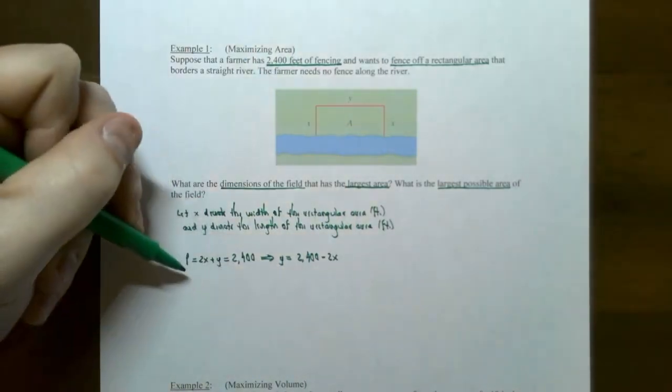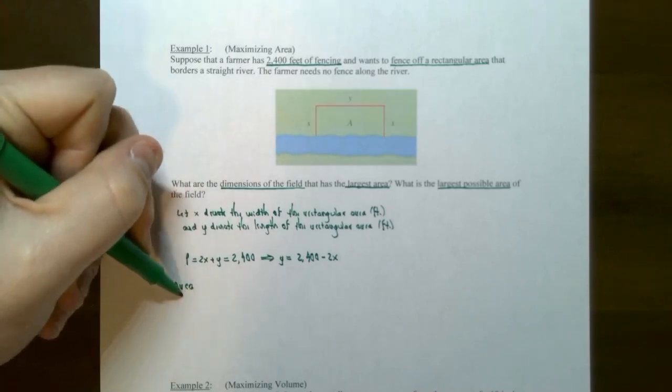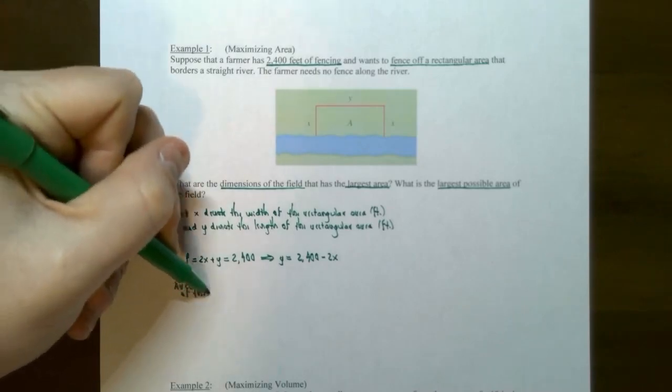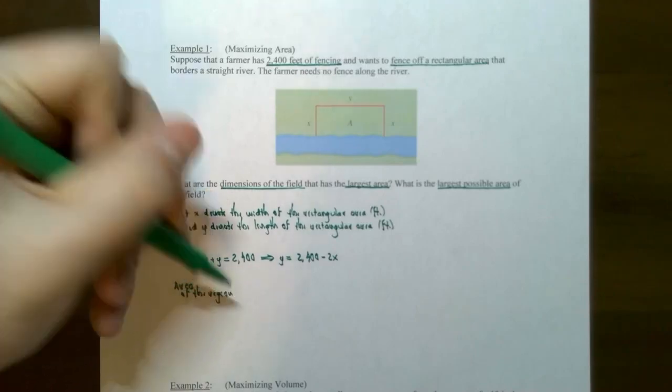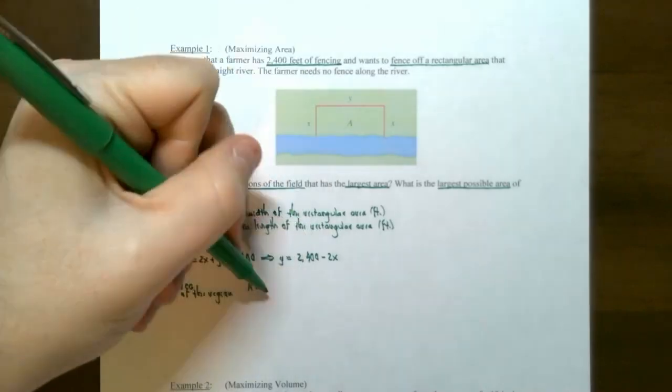And now we need to find the area. So the area is what's being maximized. The area would be length times width.